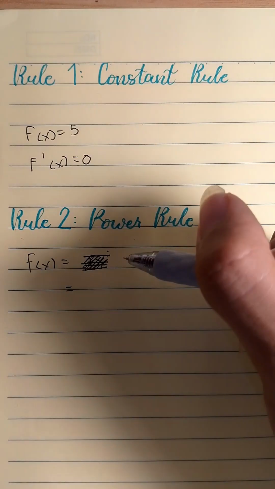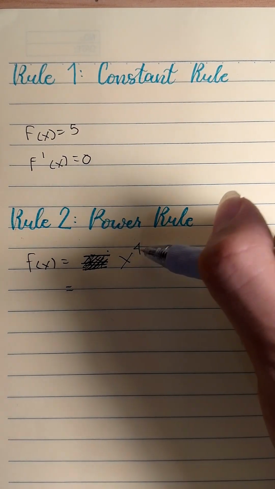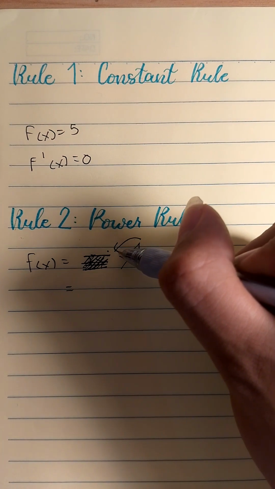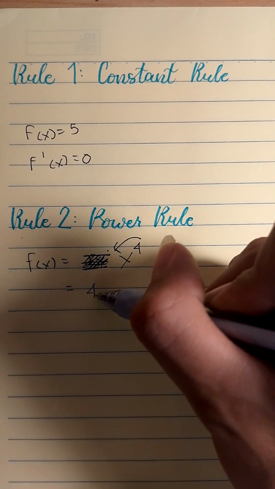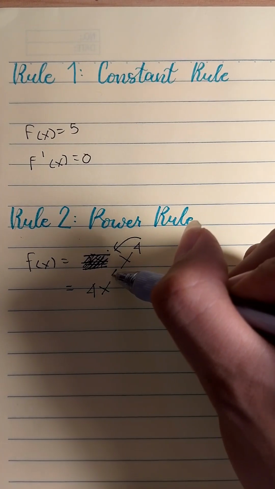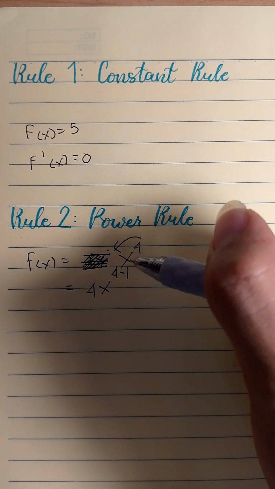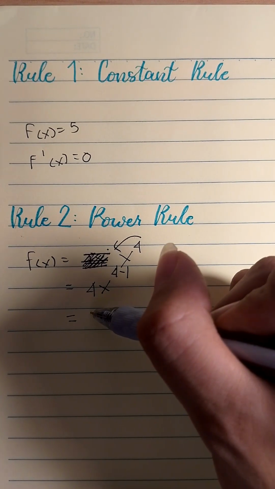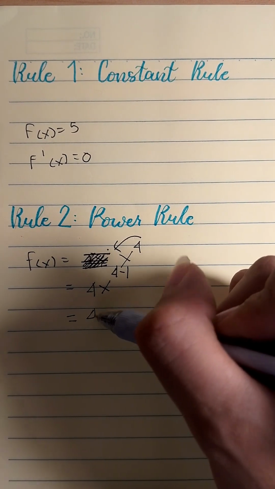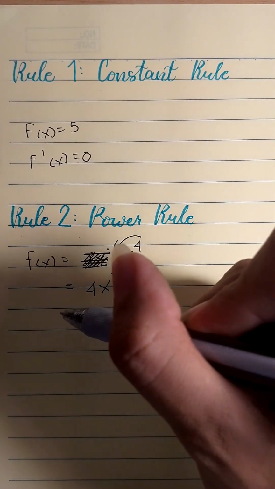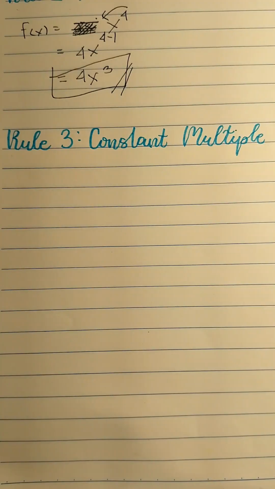For example, x raised to 4. We need to move the 4 in front of the x, and it just looks like this, 4x. And we need to subtract 1 from our exponent to make our answer like this. 4x, 4 minus 1 is equal to 3. So our final answer is 4x cubed.